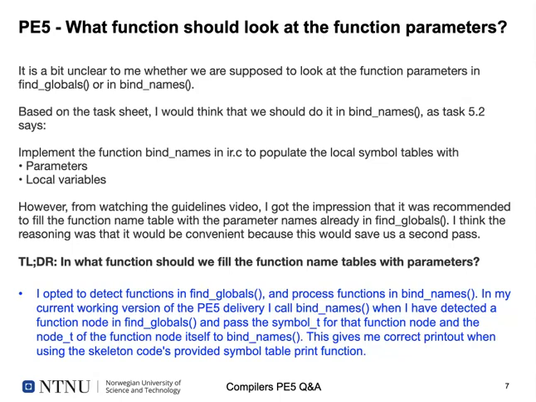And actually, one student group gave an example of how they did it, and I took the liberty to copy their answer here. That student wrote that he or she opted to detect functions in find globals and process the functions in bind names. In the delivered version, that student called bind names when the code has detected a function node in find globals, and then passes a symbol table for that function node and the node of the function node itself to bind names. That gives the correct printout when using the skeleton code, compared to the example output we gave. So that's one way to do it, and I think that's probably not the worst way you can do it.